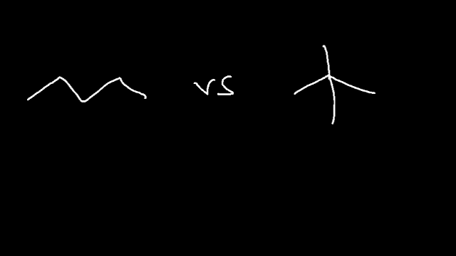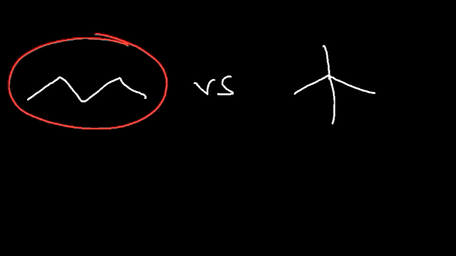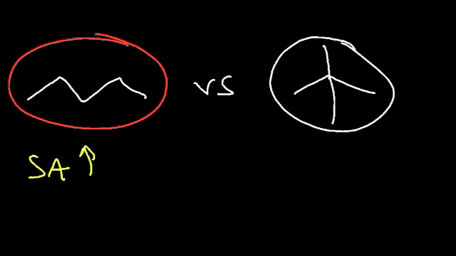Now, what if the number of carbon atoms are the same? Let's say we're comparing pentane with neopentane. Which one has the higher boiling point? The one with the higher boiling point is the straight chain alkane compared to the branched alkane. The reason why is that the straight chain alkane has more surface area, and so the chances of London dispersion interactions between two molecules greatly increases. Neopentane has less surface area, and so it's going to have a lower boiling point.